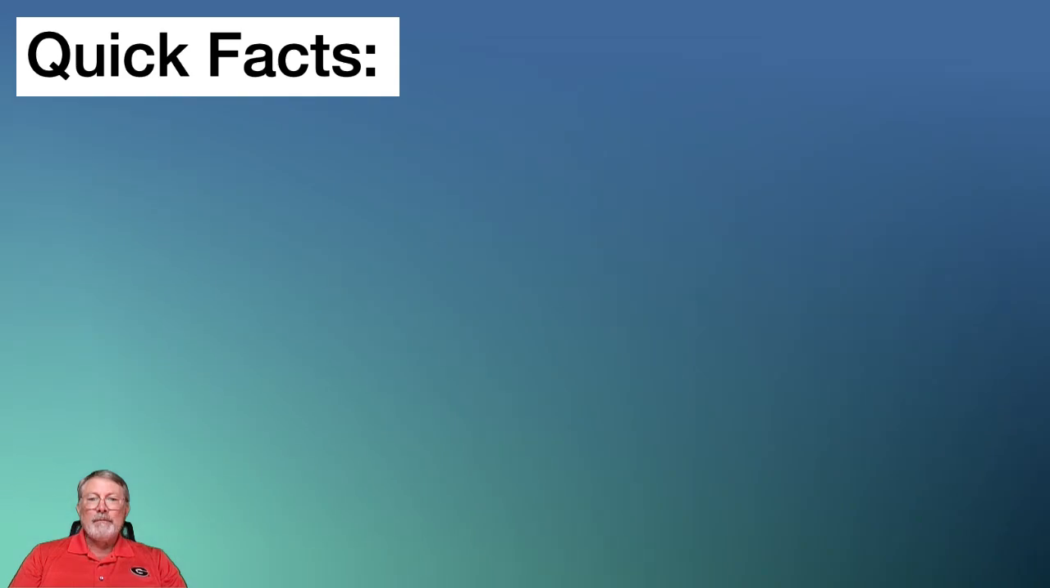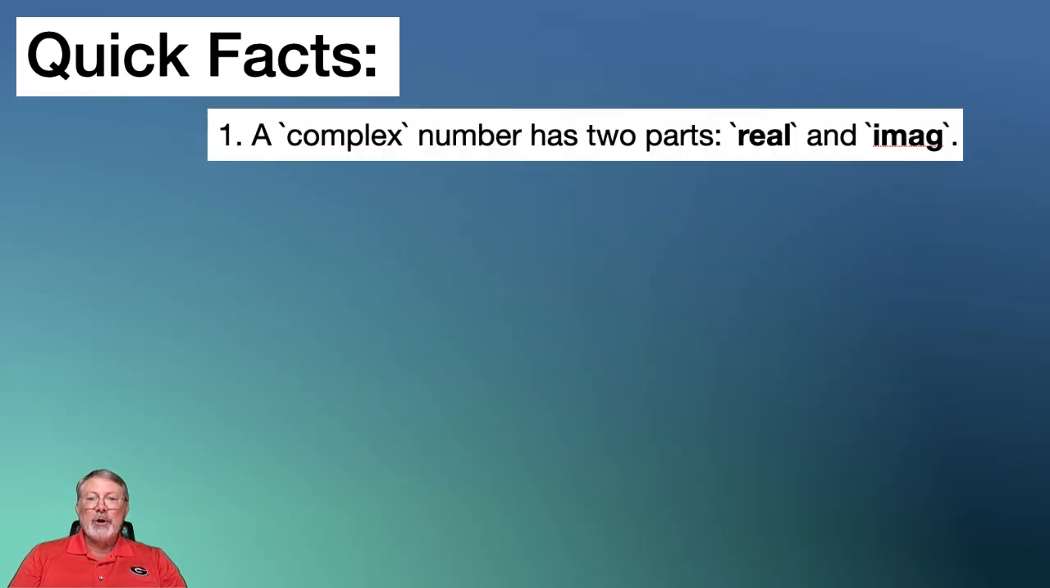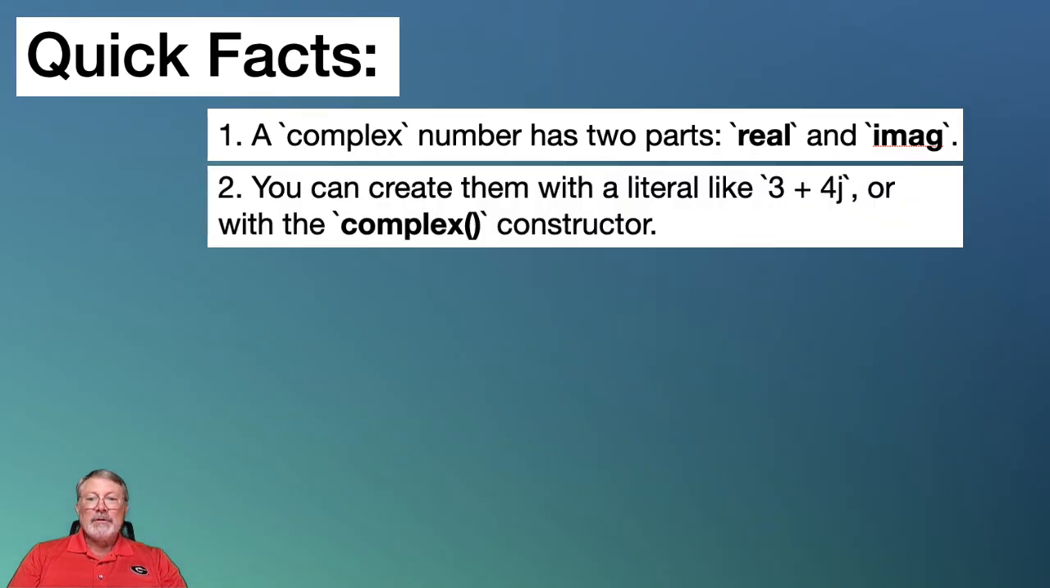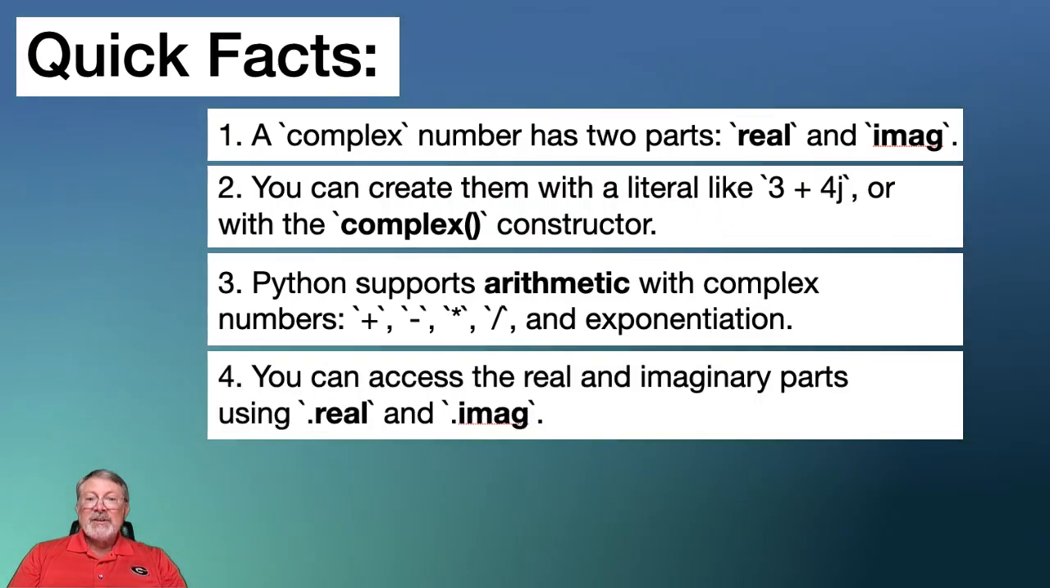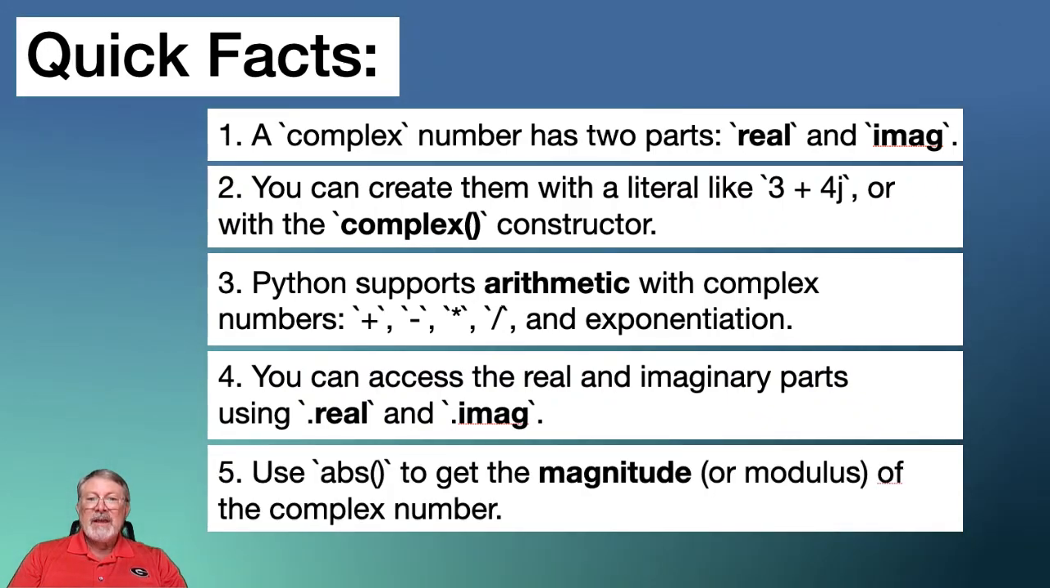Here's what you should know. A complex number has two parts, real and imag. You can create them with a literal like 3 plus 4j, or with the complex constructor. Python supports arithmetic with complex numbers: plus, minus, times, division, and exponentiation. You can access the real and imaginary parts using .real and .imag. And you can use the abs function to get the magnitude, or the modulus, of the complex number.